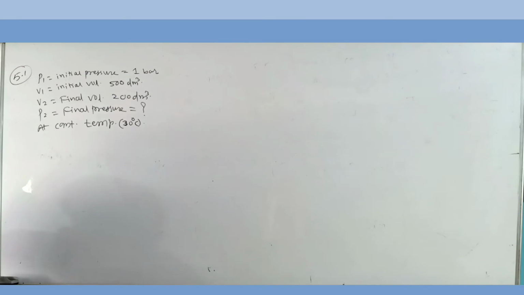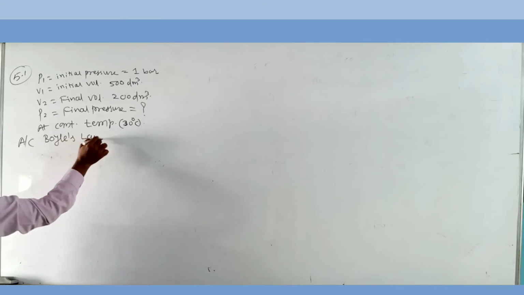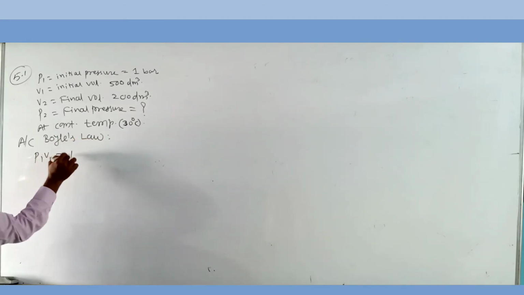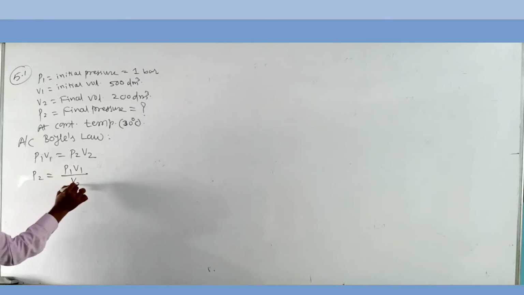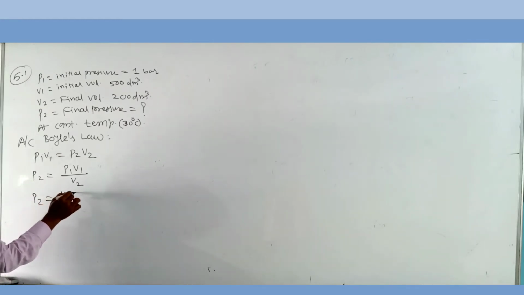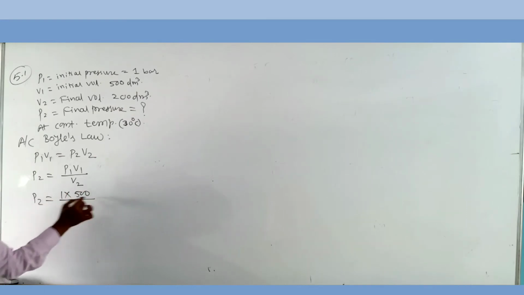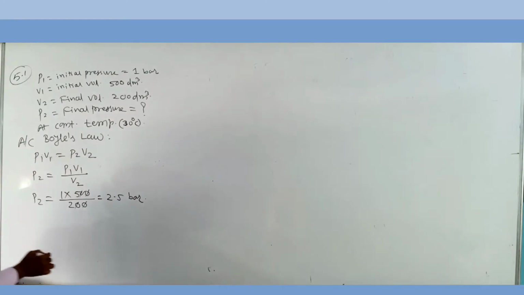At constant temperature, according to Boyle's law, P1 V1 is equal to P2 V2. P2 is equal to P1 V1 upon V2. P2 is equal to, P1 is 1 and V1 is 500 and V2 is 200. That is 0 get cancelled, 2.5 bar. That is the pressure required to compress the air from 500 dm cube to 200 dm cube.